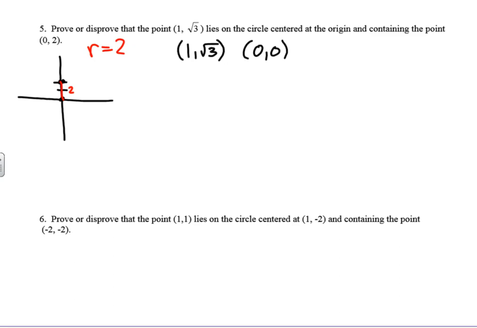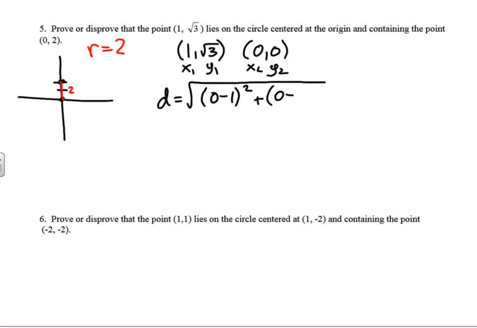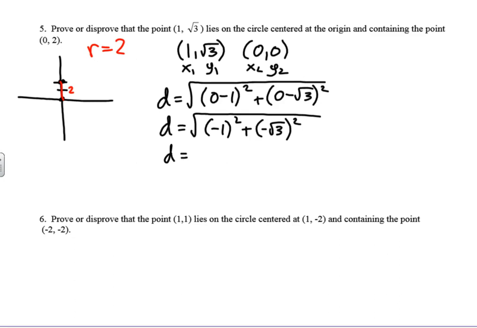And now the point in question is (1, square root of 3), and the center again is (0, 0). So x1, y1, x2, y2. Doesn't matter which order you pick those in. So x2 minus x1, quantity squared, plus y2 minus y1, quantity squared. Taking the square root to find the distance. So this would be the square root of 1 plus 3, which is the square root of 4, which is 2.